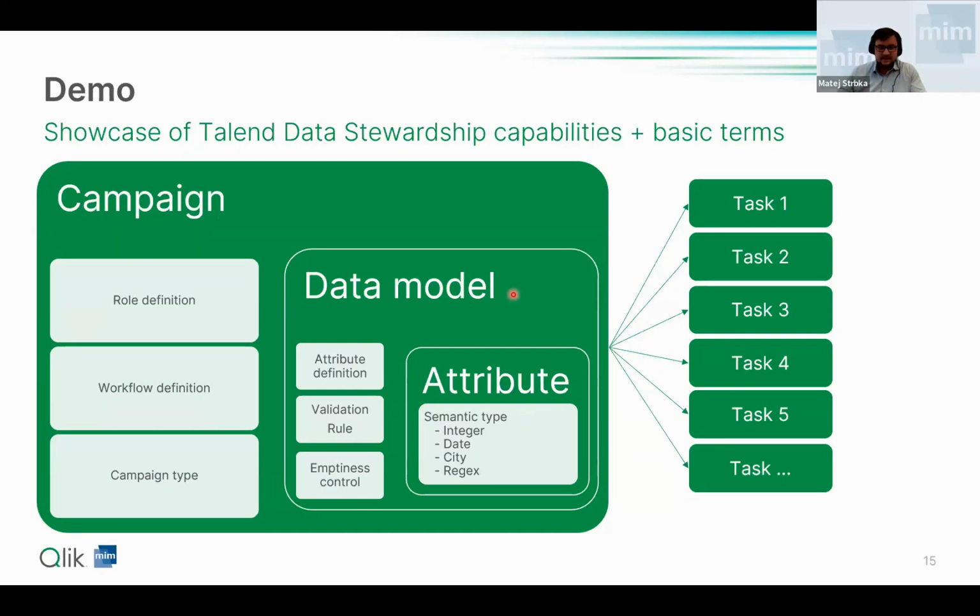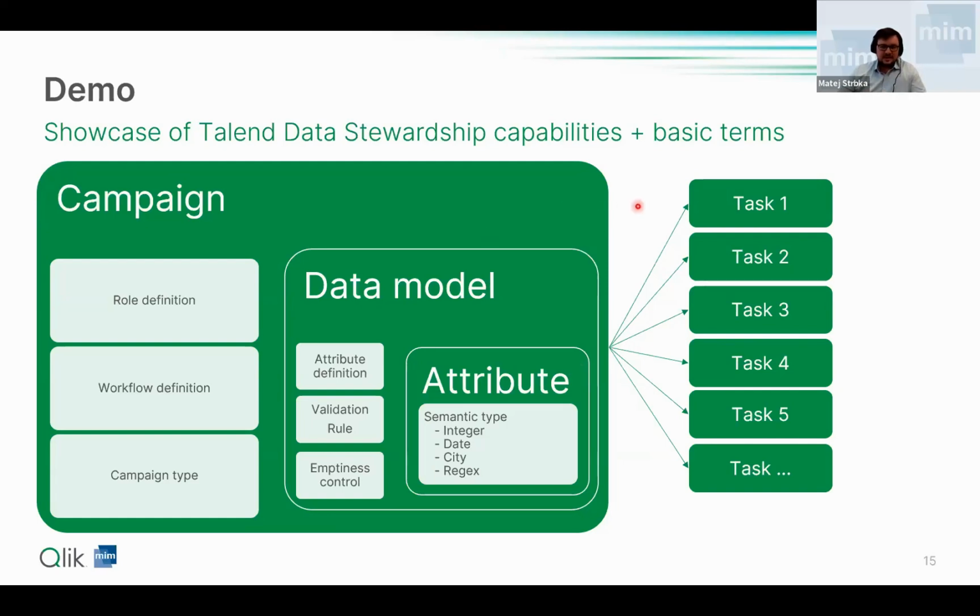Each campaign is assigned a data model. In the data model, we define the attributes, whether each attribute should be validated against some pattern, whether we check for emptiness, meaning whether the attribute can be empty or not. And each attribute is assigned a semantic type, meaning we can define whether the attribute should be integer, date, or our defined regular expression. Maybe it should be some code value from cities, or IBAN for those who are from the European zone. IBAN is the code of the bank, so we can again compare it to some pattern.